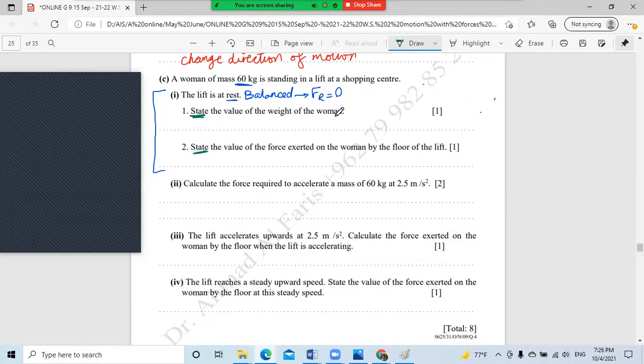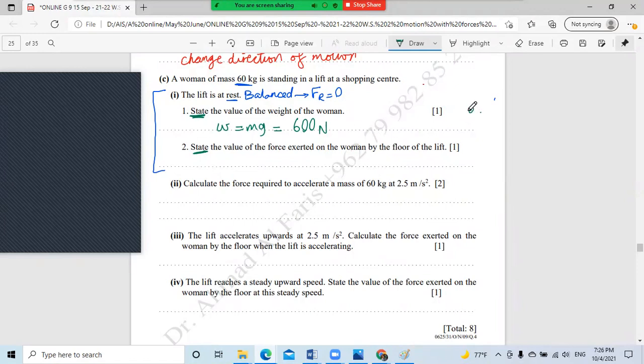State the value of the weight of the woman. How much is the mass? Exactly. So the weight equals mg, which is what? 600 Newton. 600 what? Newton. 60 multiplied by g, which is 10. So 600 Newton. That's the weight of the woman.